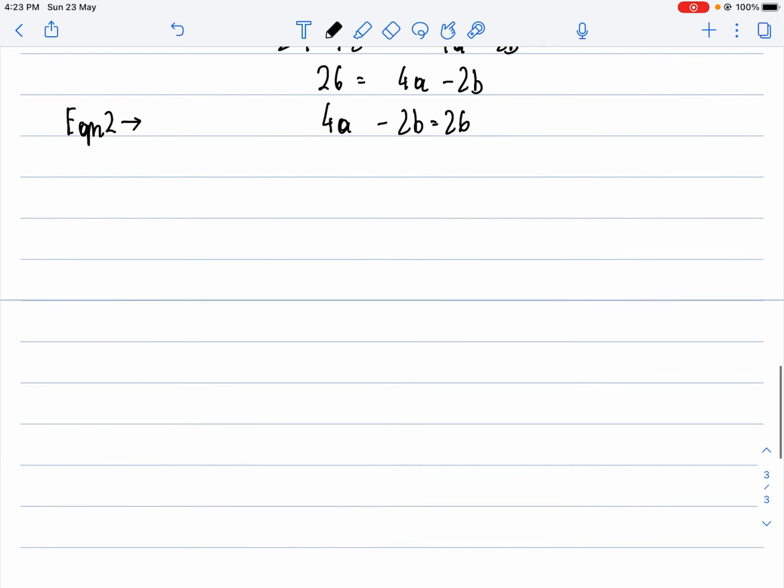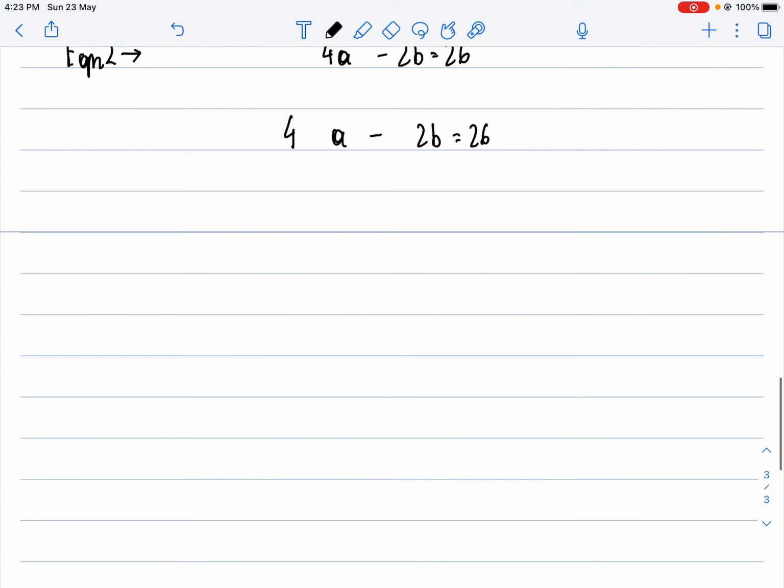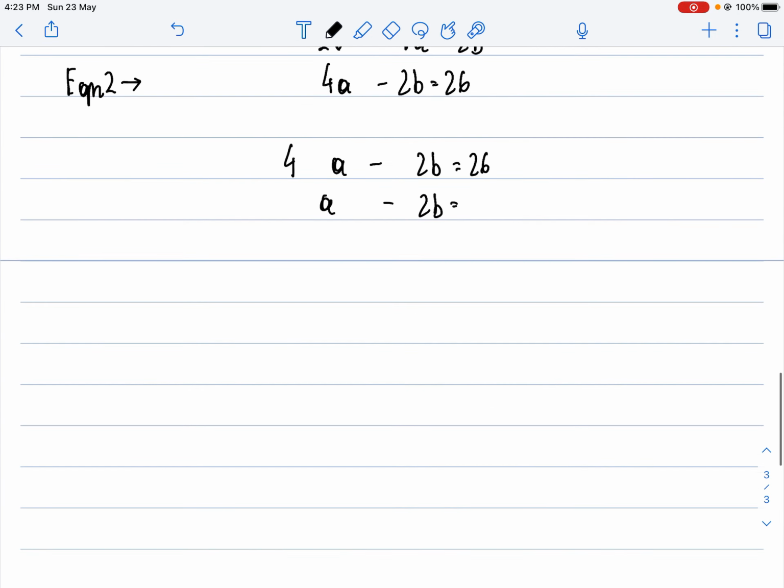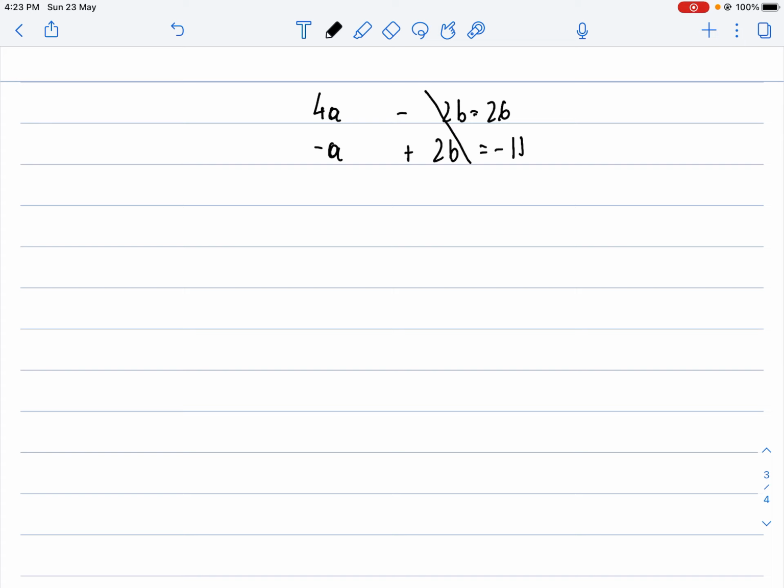So now I can simply write this as 4a minus 2b equals to 26, and equation 1 as a minus 2b equals to 11. Now I can simply multiply this whole thing by negative to get 4a minus 2b equals to 26 with minus a plus 2b equals to minus 11. So I can simply cancel this out to get 3a equals to 26 minus 11, which is simply 15, which gives me my a as 5.